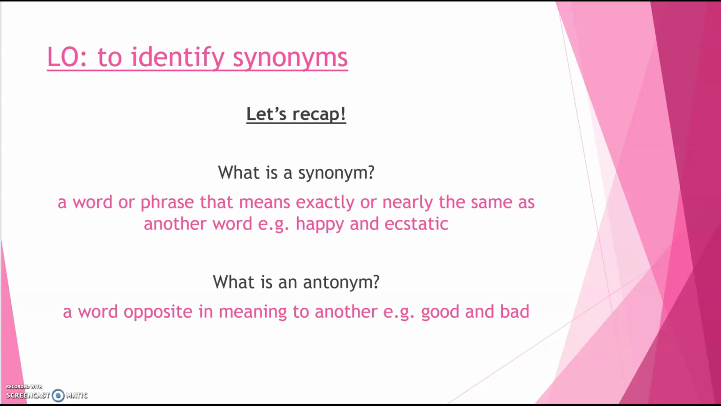So on this side, I've just put the answers for you. So just to recap, a synonym is a word or phrase that means exactly or nearly the same as another word. So for example, happy and ecstatic. Ecstatic is another word for happy, being really happy. And an antonym is a word with the opposite meaning to another. So for example, good and bad. Bad is the opposite to good.